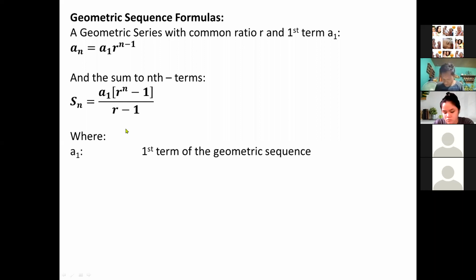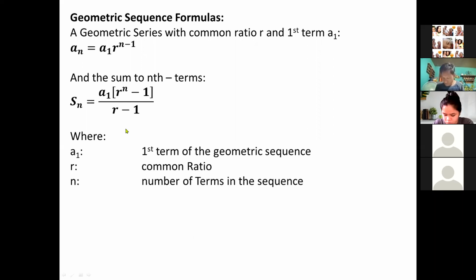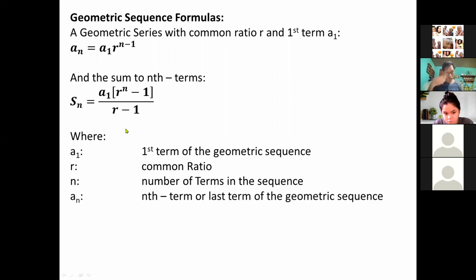A sub 1 is the first term. R is the common ratio. N is the number of terms in the sequence. A sub n is the nth term or last term of the geometric sequence. Maaring nth term, maaring last term, depende sa problem. Okay, klaro ba? Clear, sir.